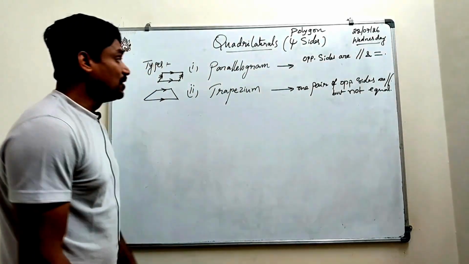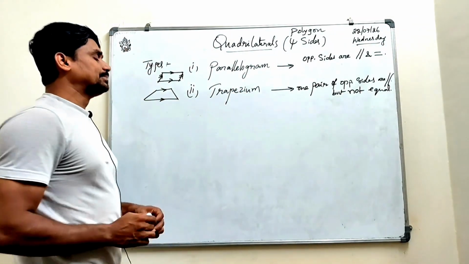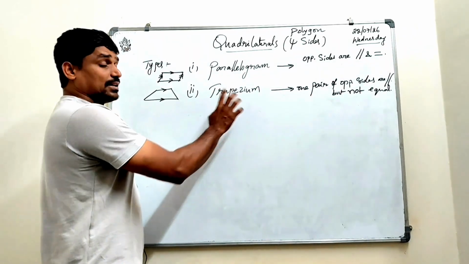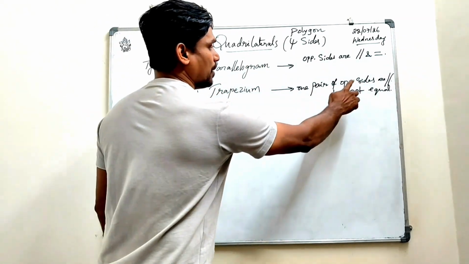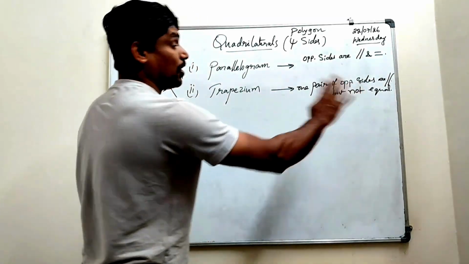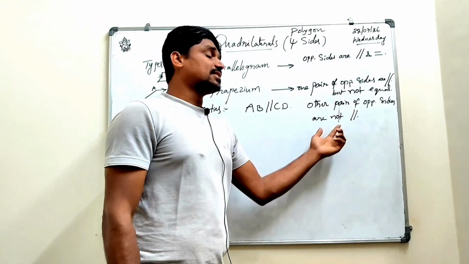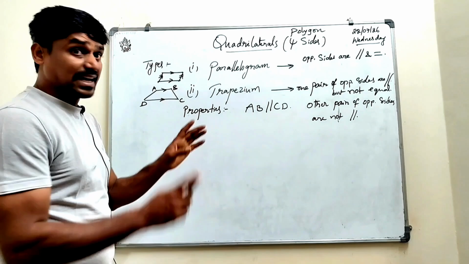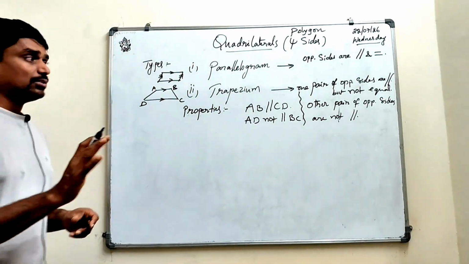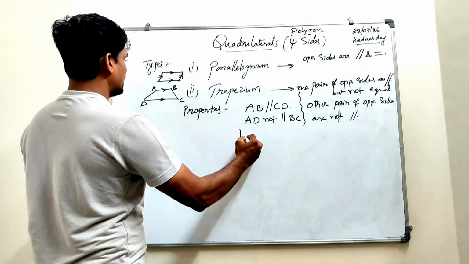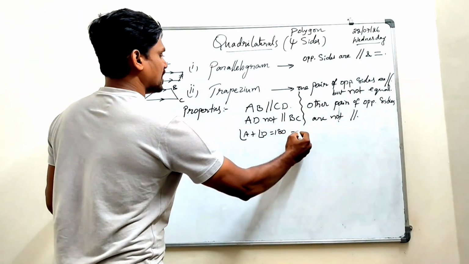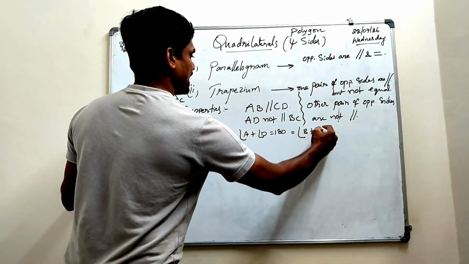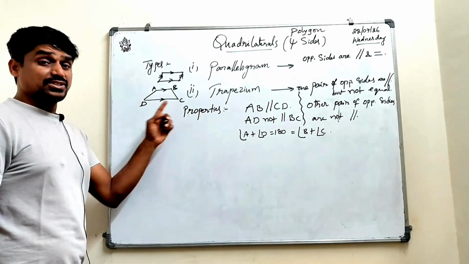Now, we will talk about trapezium. A trapezium is nothing but a quadrilateral with one pair of opposite sides parallel but not equal. The other pair of opposite sides are not parallel. They can be equal also. AD is not parallel to BC. Angle A plus angle D is 180, which is also equal to angle B plus angle C. Why? AB is parallel to CD, right?